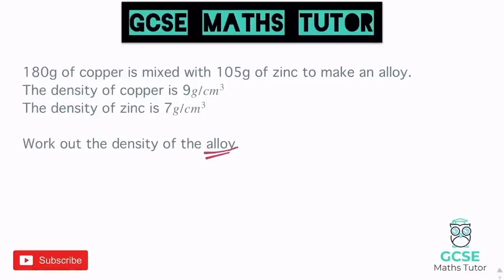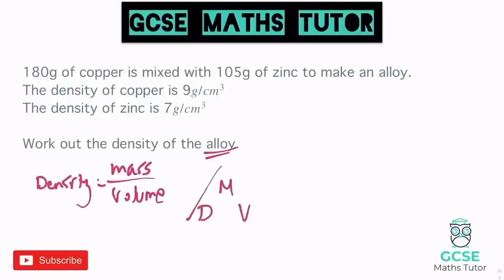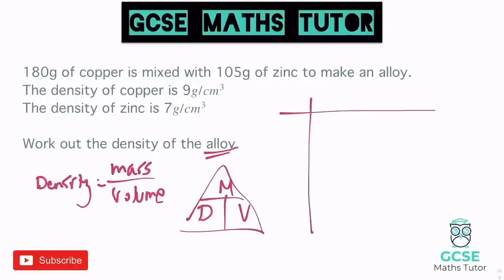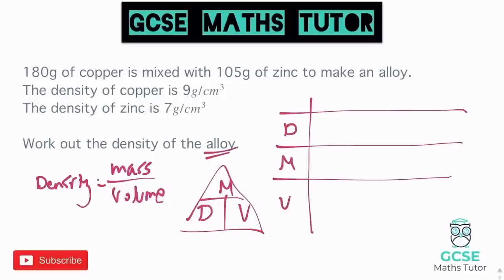First things first, we definitely need to make sure we write down our formula. So density equals mass over volume. You can stick that into a formula triangle if you want, which I am going to do. So density, mass, volume. There we go. So drawing ourselves a little two-way table to tidy this up. For each thing we're going to need a density, a mass, and a volume. We have the copper, we have the zinc, and we have the alloy.